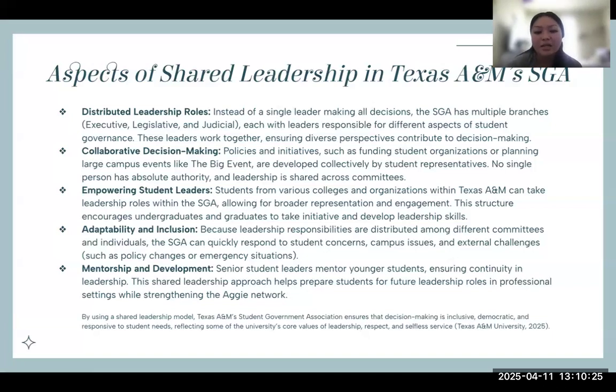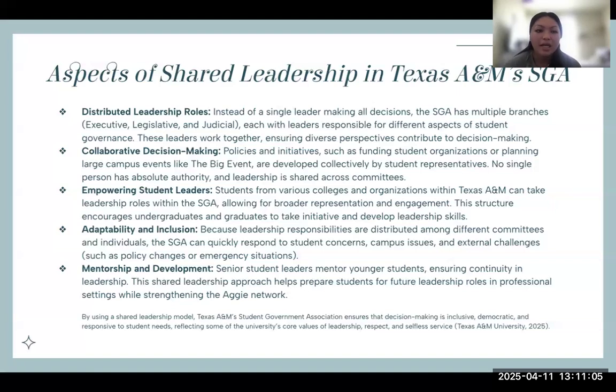And then lastly, there's adaptability, inclusion, and mentorship. For adaptability and inclusion, leadership responsibilities are distributed among different committees and individuals, so the Student Government Association can quickly respond to student concerns, campus issues, and external challenges such as policy changes or emergency situations. For mentorship and development, senior leaders can mentor younger students, ensuring continuity in leadership. This shared leadership approach helps prepare students for future leadership roles and professional settings while also strengthening the Aggie network.